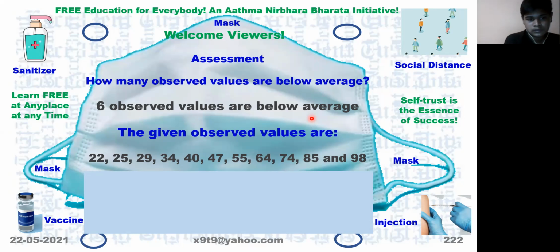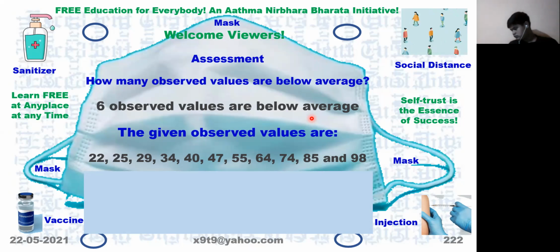Now take the previous data, that is 22, 25, 29, 34, 40, 47, 55, 64, 71, 85, 98. Just write down these numbers on the paper because the problem you already have. These are the temperatures of water measured at 2 minute intervals.